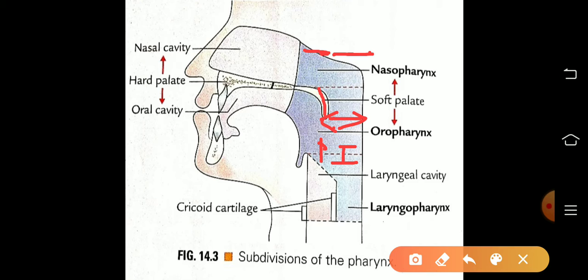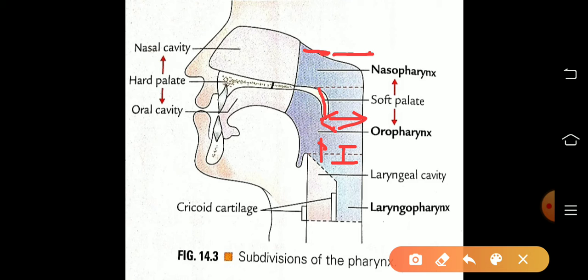Okay, so what is the pharyngeal isthmus? From here itself you can say it clearly. It is a space between the posterior free edge of the soft palate and the posterior pharyngeal wall. So it is quite easy, right?